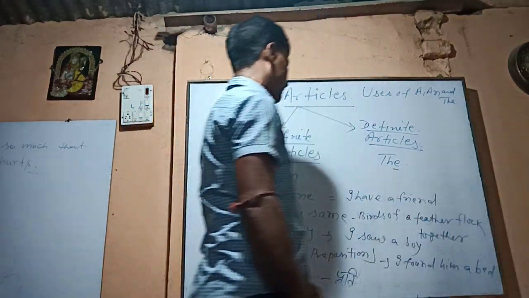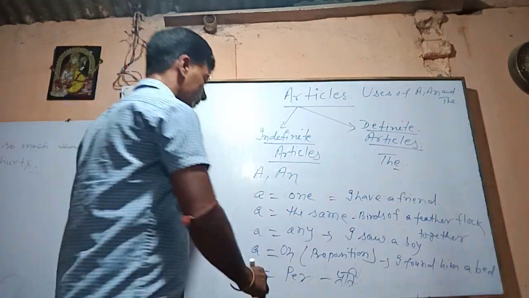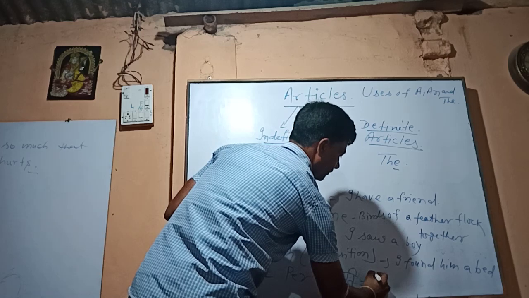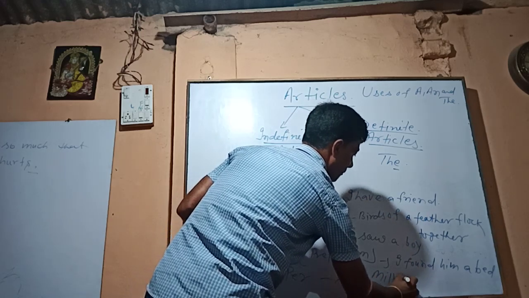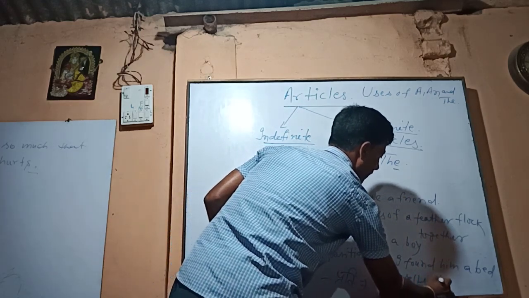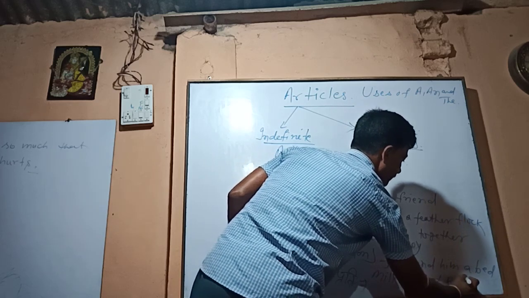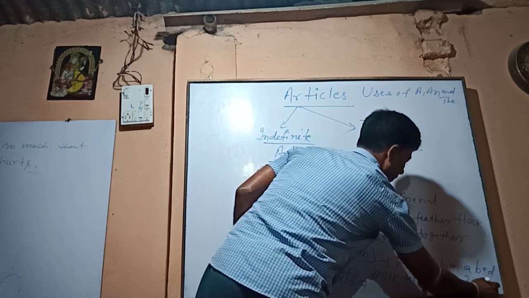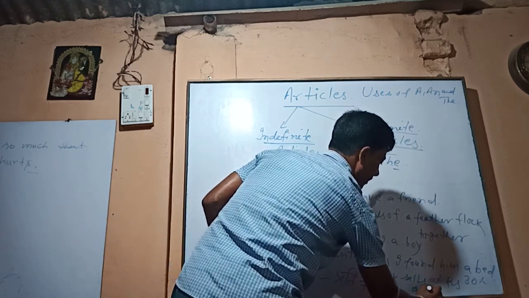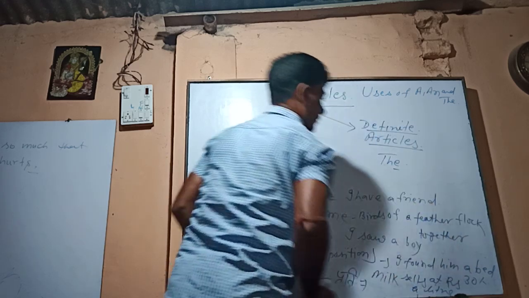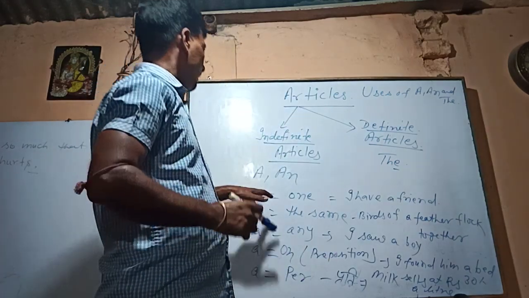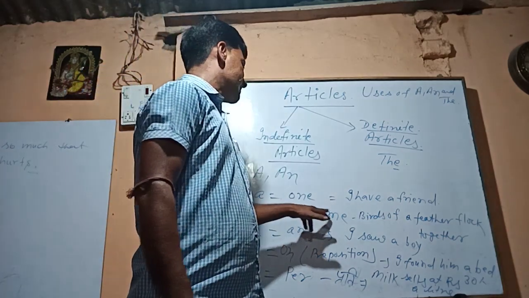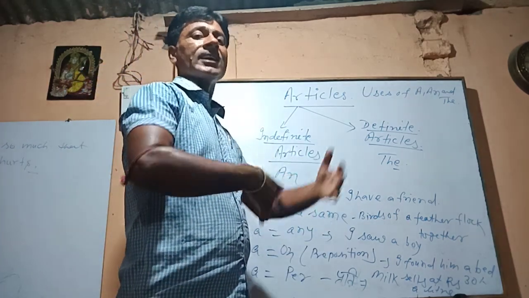I found him a bed, and the last meaning is per. I can say milk sells at Rs 30 a liter. Here A means one. Here A means the same. In Hindi it is एक जैसा.